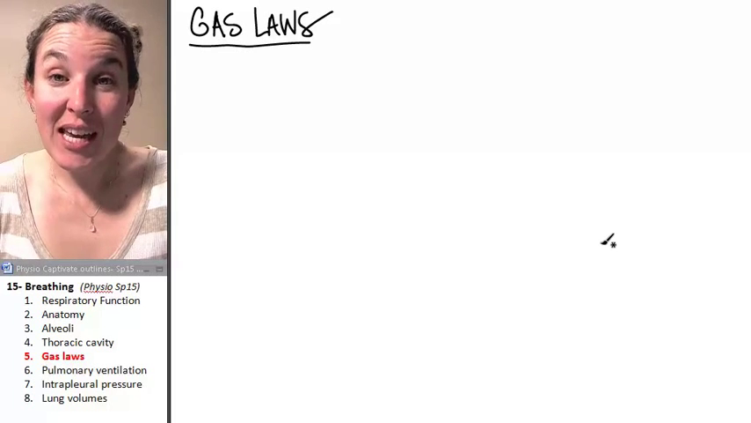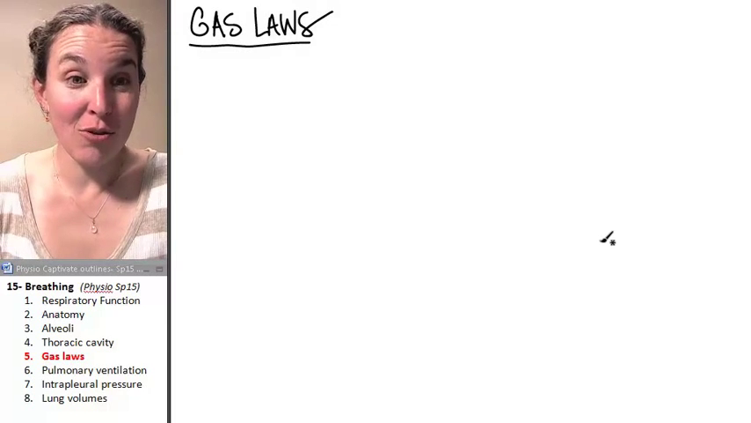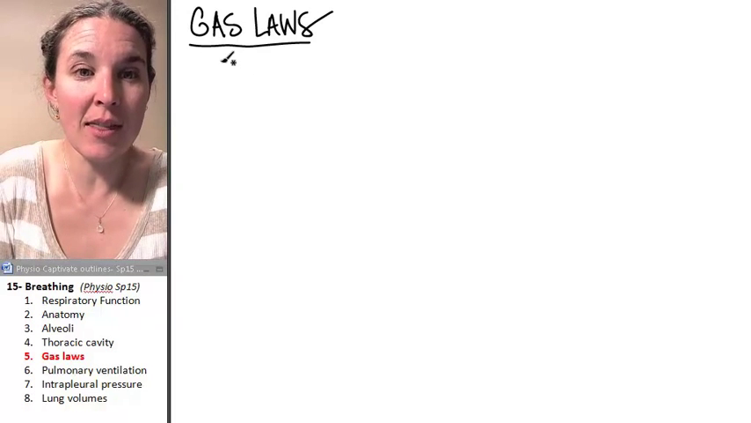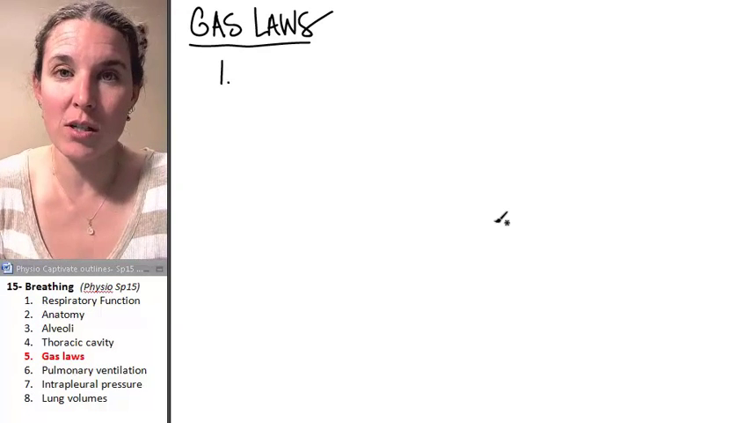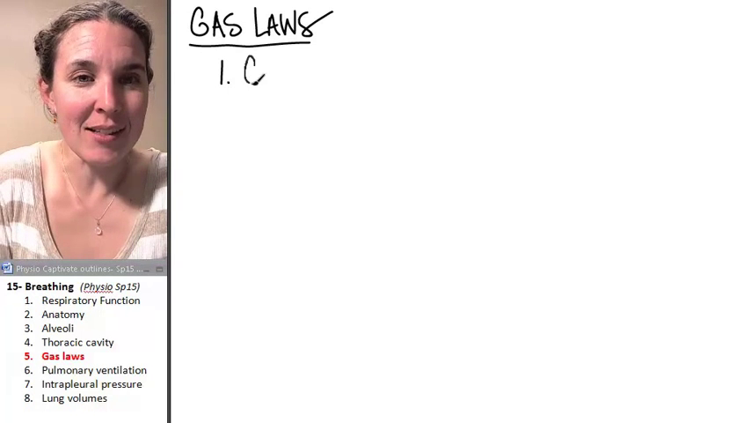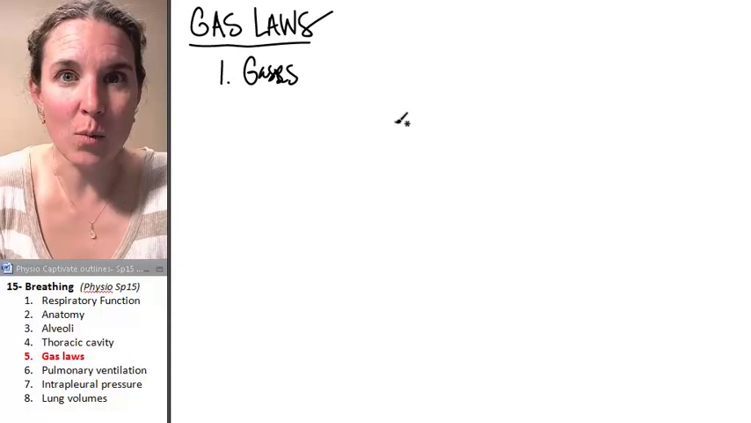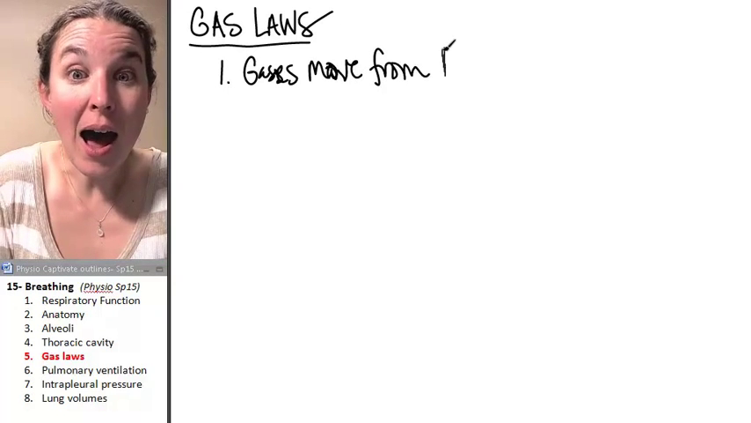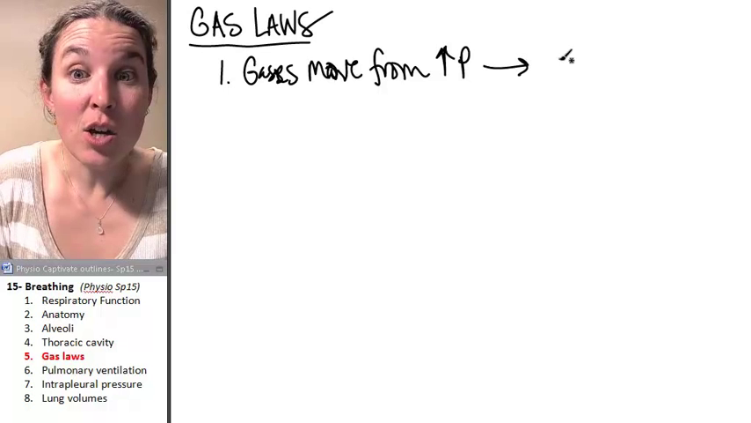There are three gas laws that you are going to need to be comfortable with. And the good news is that I'm starting with the easiest one first. The first gas law is that gases, only one S, move from high pressure areas to low pressure areas.